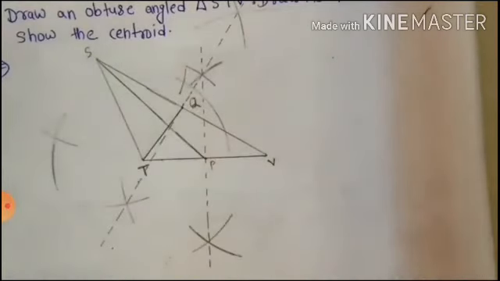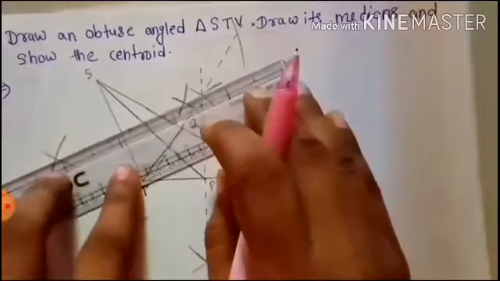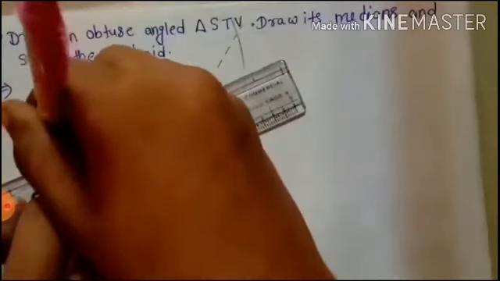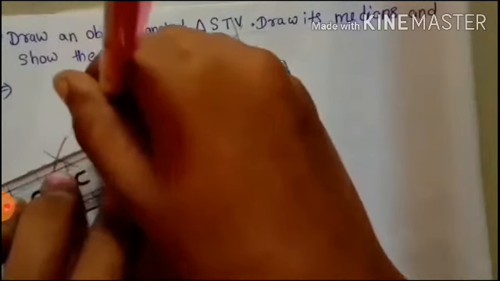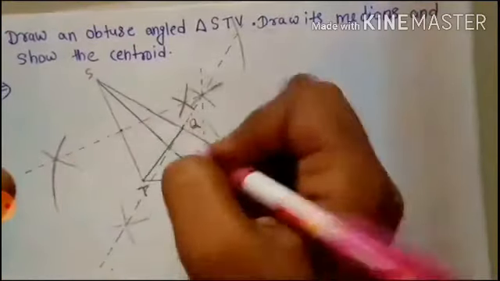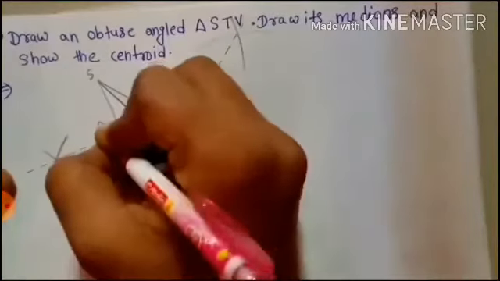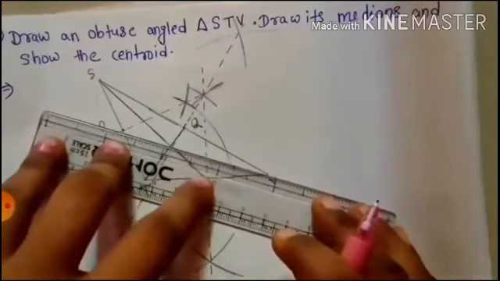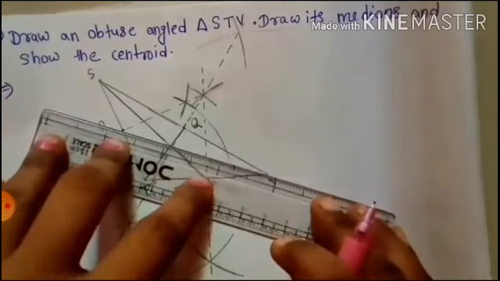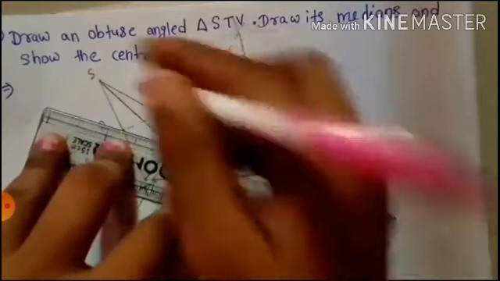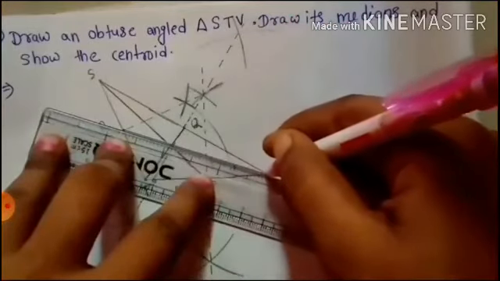Now I will name this point R. Now join QR and join RY with the help of a scale. So these are the three medians of triangle STV. Now the point of concurrence is called the centroid and is always denoted by G. The meeting point of these medians is called the centroid. So the centroid is G.